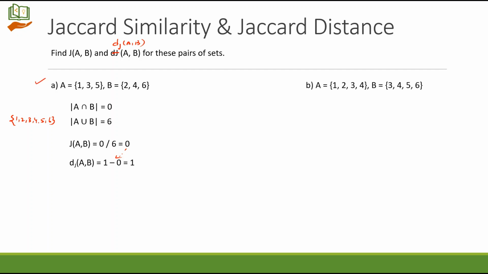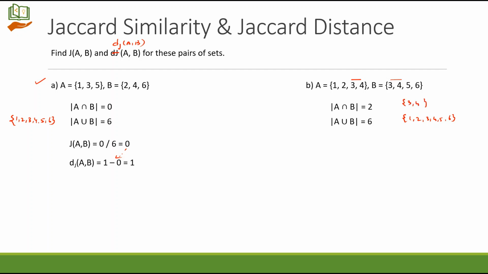A is equal to {1, 2, 3, 4} and B is equal to {3, 4, 5, 6}. Now we have to find the intersecting elements. We have 3, 4 as intersecting elements, so the count will be 2. What about union? 1, 2, 3, 4, 5, 6. So again 6 will be the answer. Let me write the set here for clarity so that you can count the elements.